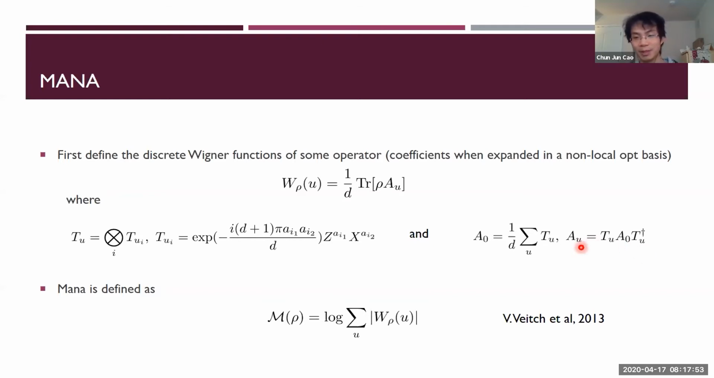After that, you basically have a complete set of operator bases, and then you just expand the state in terms of these bases, right? And then you get a bunch of coefficients, which depend on u and on the state that you are thinking about. These are called the discrete Wigner function of the state. And after that, all you have to do is take the absolute value of these coefficients, sum them, and then take the log. So this is the definition of mana.